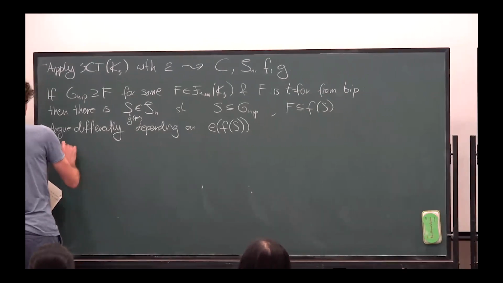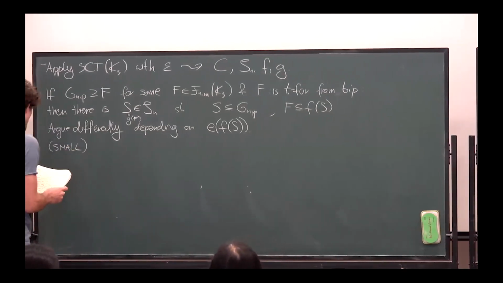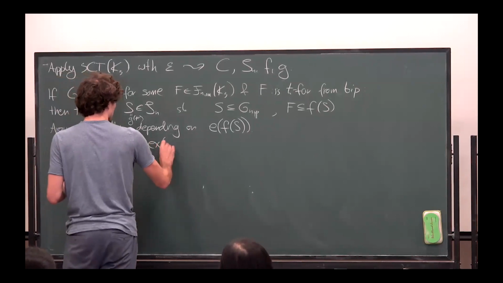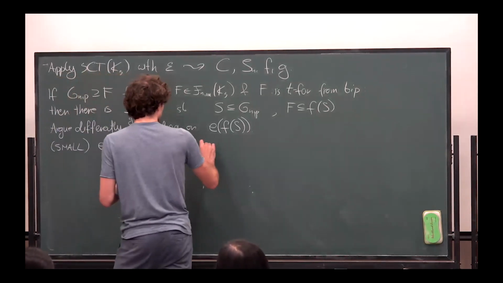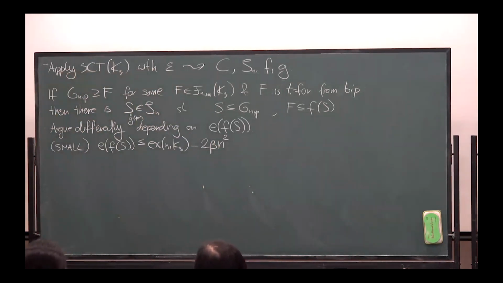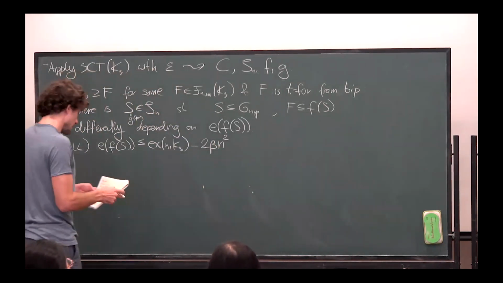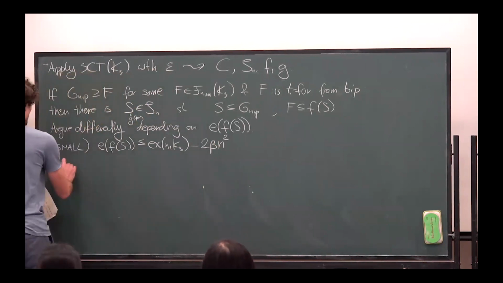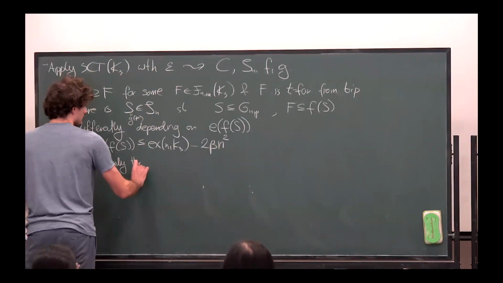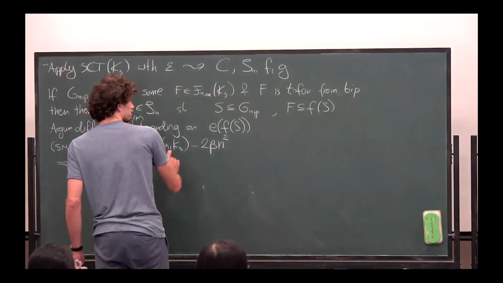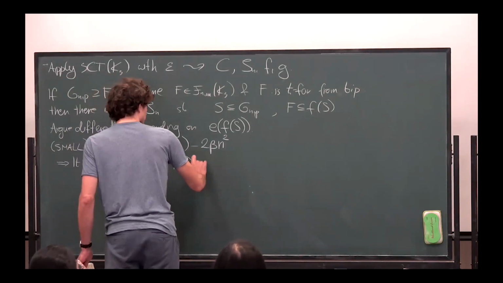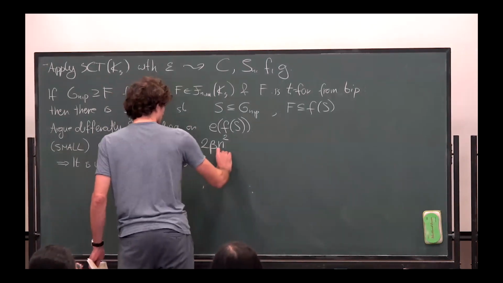So the first case I will call small. And this is when the number of edges of f of s is at most the extremal number minus 2 beta n squared. And in this case, it is unlikely that the intersection of f of s with G(n,p) has at least n edges.